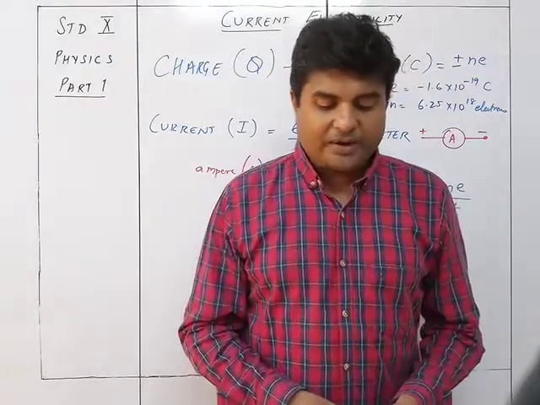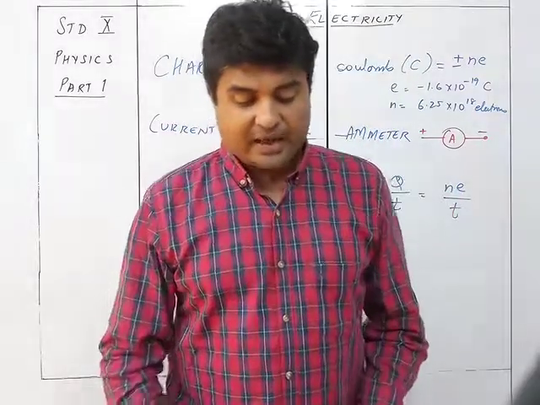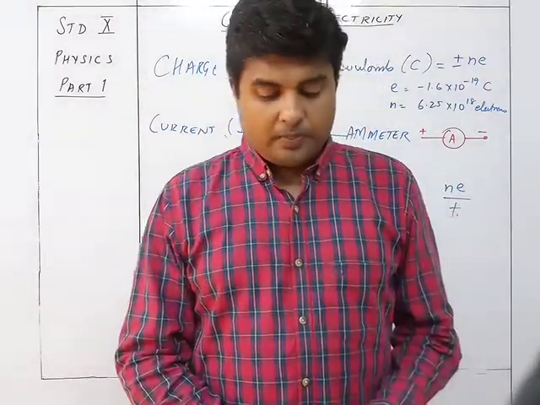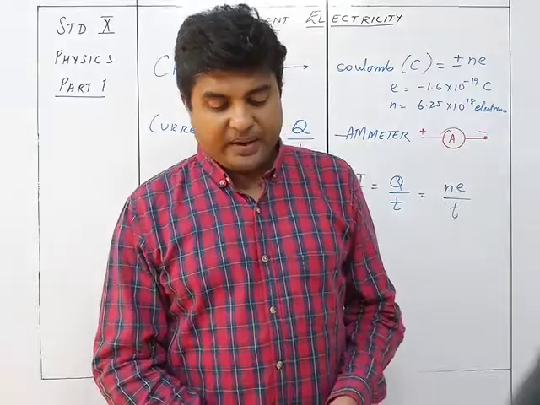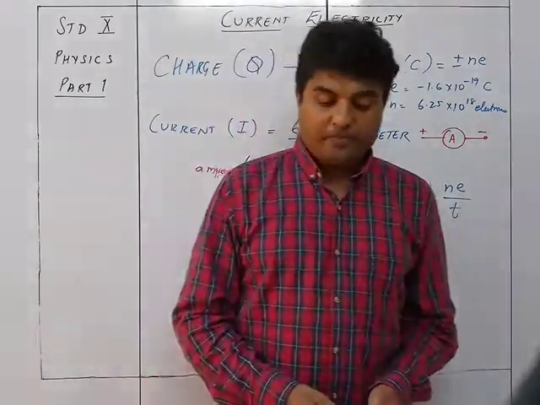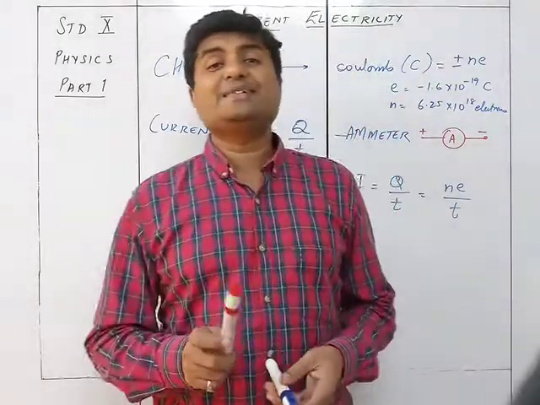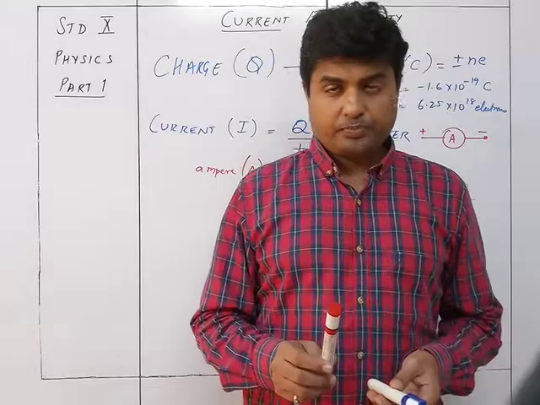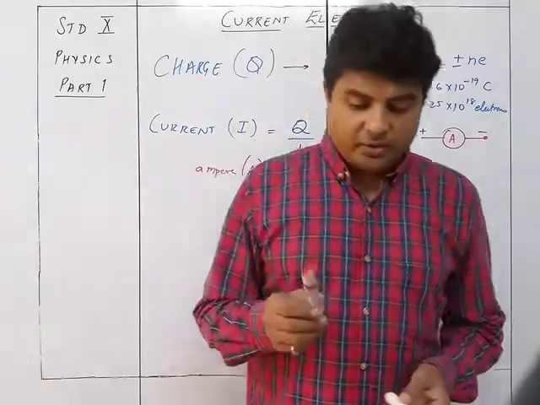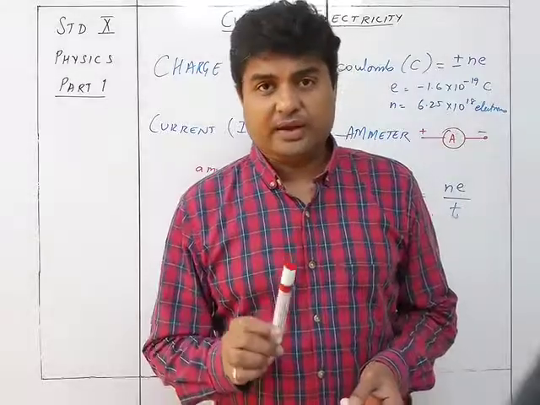Then we define the potential as: the potential at a point is defined as the amount of work done per unit charge in bringing a positive charge from infinity to that point. So what is the potential? The potential is the work done. It is equal to the amount of work done per unit charge. Okay, it is per unit charge.